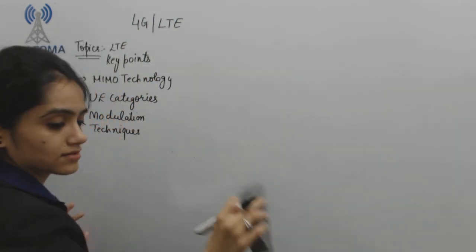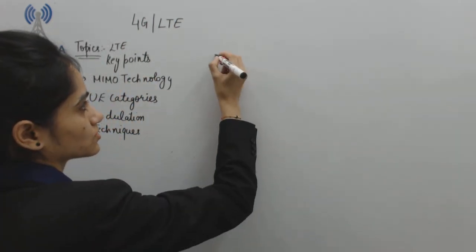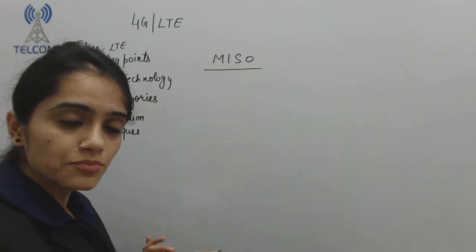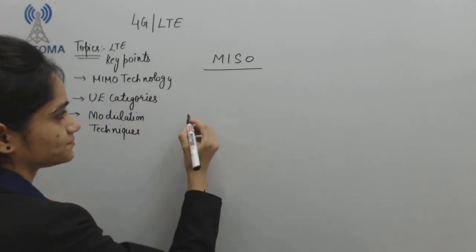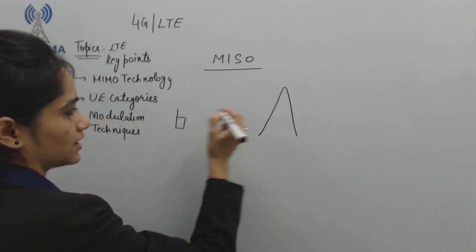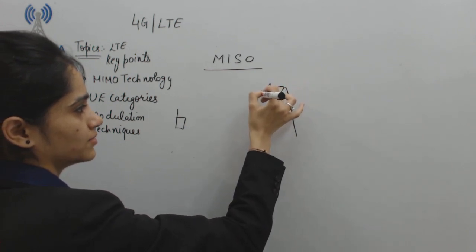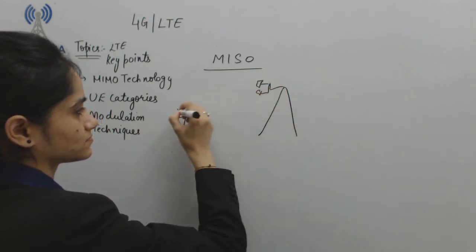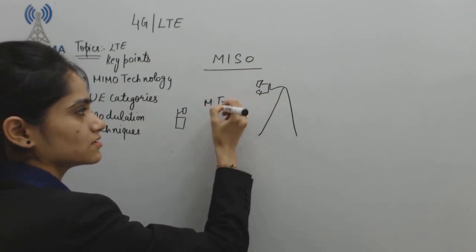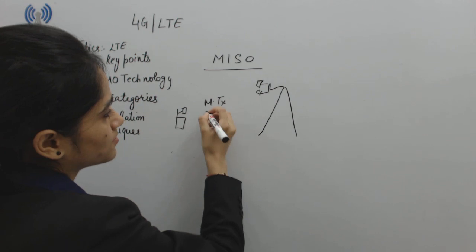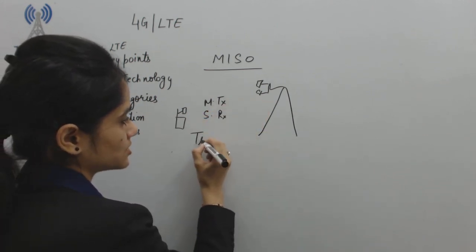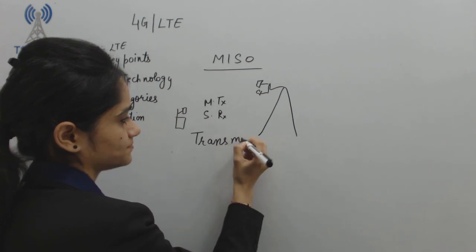Next is MISO, multiple input and single output. Again, the network E node B has multiple inputs, that means multiple transmitters but a single receiver. This is transmitter diversity.